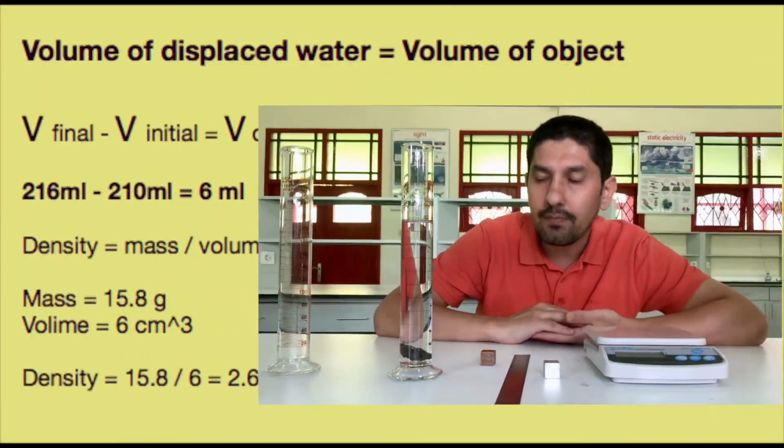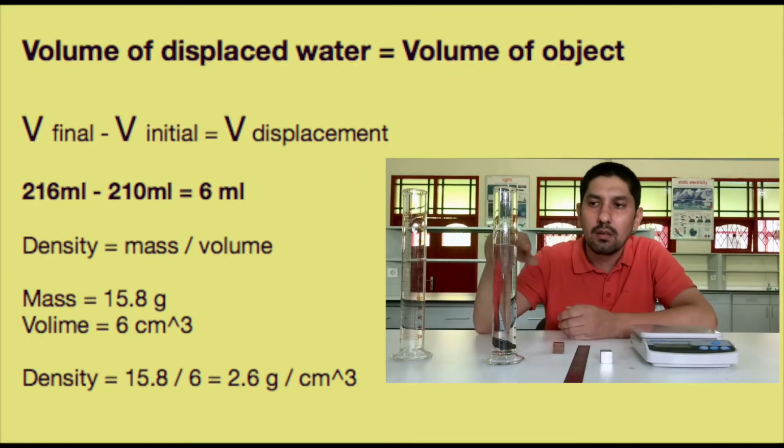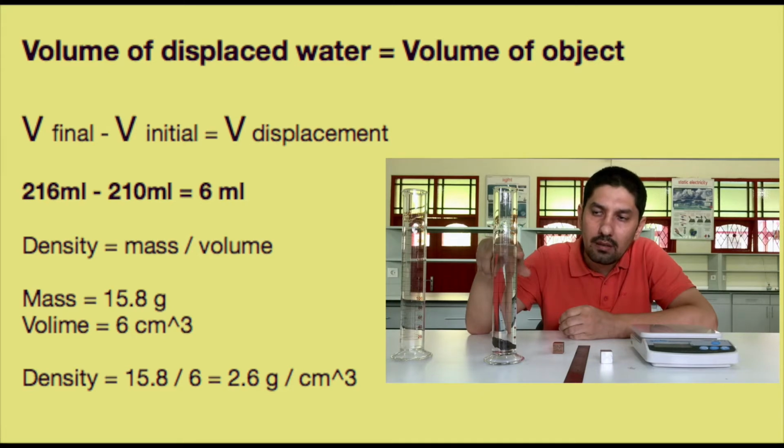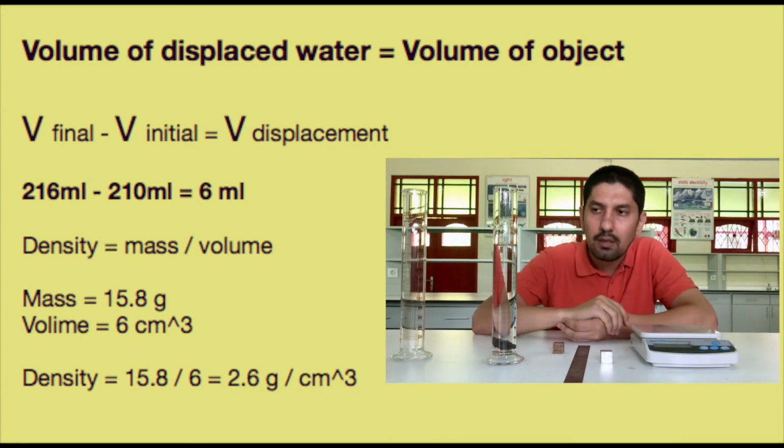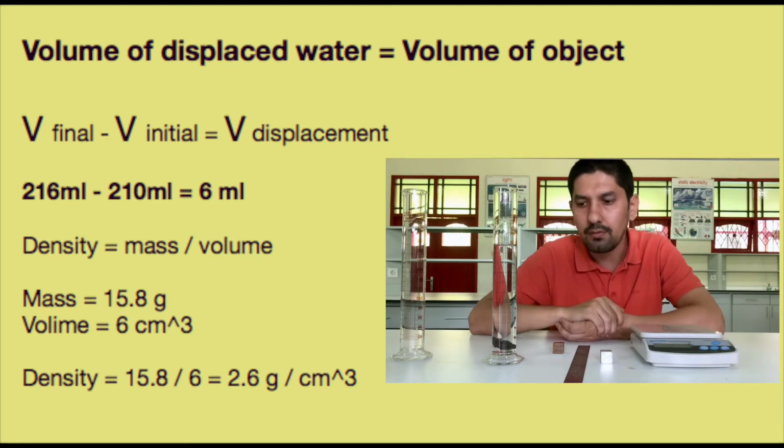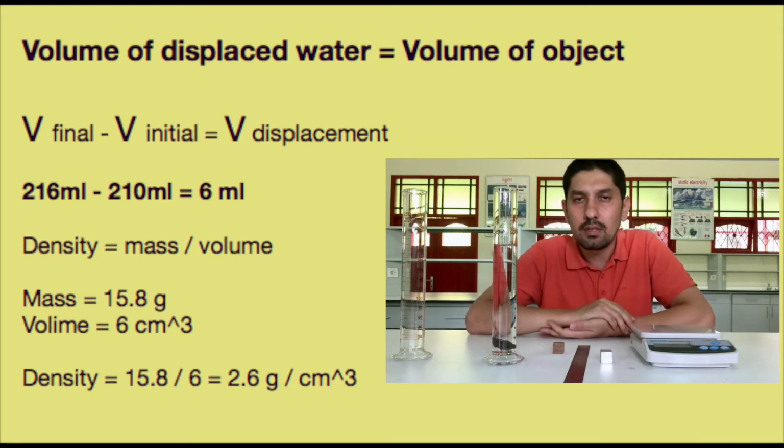How do I know this? This is the technique: final volume minus the initial volume. The final volume is 216, the first volume was 210 milliliters. So 216 minus 210 is 6 milliliters. So the volume of the rock is 6 milliliters.